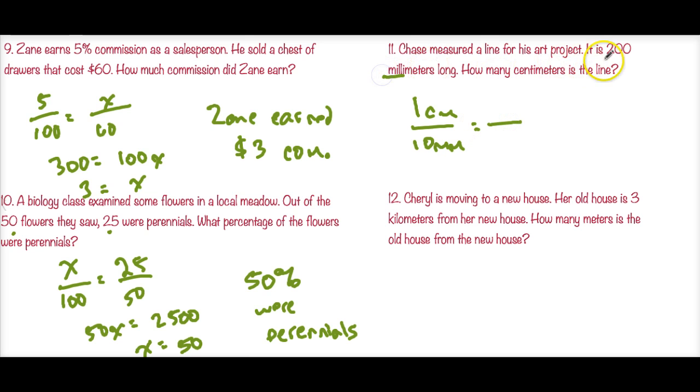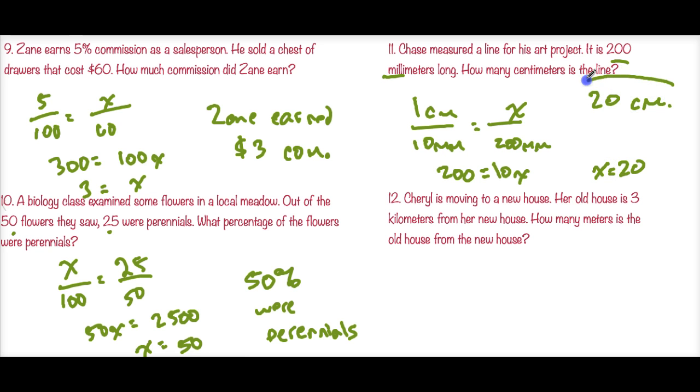We know it's 200 millimeters, so my millimeters is going to go on the bottom with my other millimeters. We don't know how many centimeters. So again, I'm going to cross multiply. And x is going to be equal to 20. So it'll be 20 centimeters.